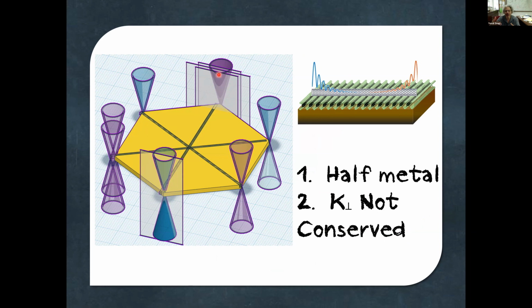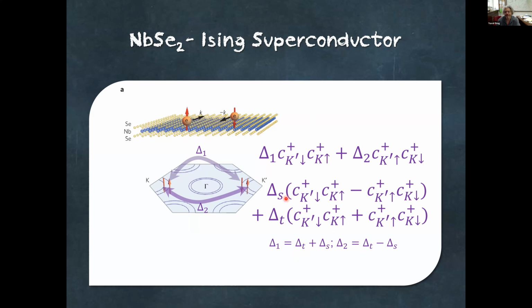Now, if I write it in the way that we are more familiar with, I define delta 1 to be delta T plus delta S, and delta 2 to be delta T minus delta S, then it acquires this form. Only when delta 1 is equal to minus delta 2, namely when the delta triplet is 0, will we have only the singlet component. Usually, and this is what people believe, in this material we have a large triplet component. By the way, this still does not break time reversal symmetry. It's a perfect time reversal superconductor, which has a large triplet component.